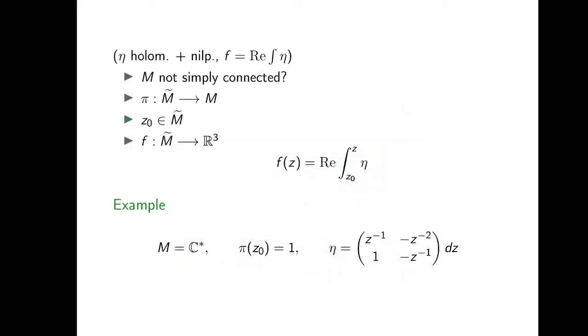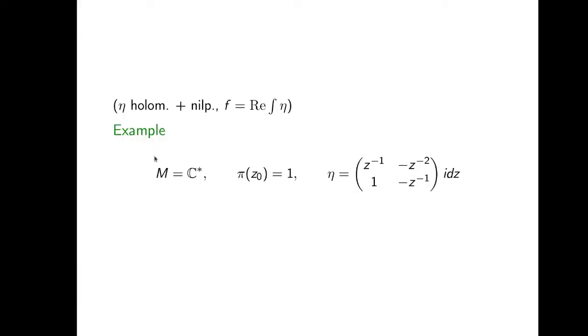But is there a way, starting from a non-simply connected Riemann surface M, to make an immersion which is well defined on M and not only on its universal cover? The answer is yes, and let's have an example. This is nearly exactly the same data as for the helicoid, with the small difference that I have put an i coefficient here.